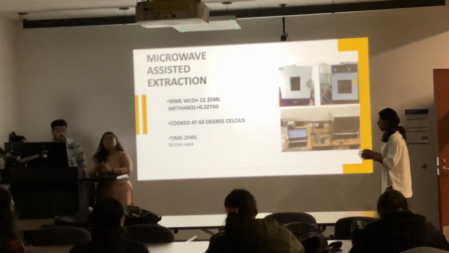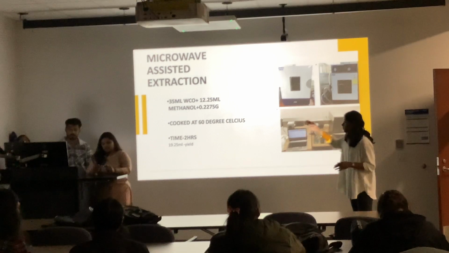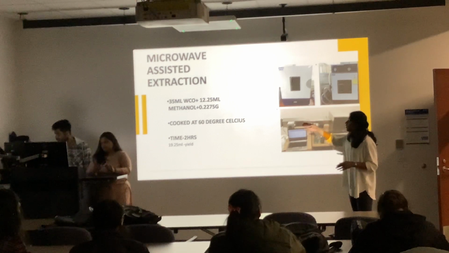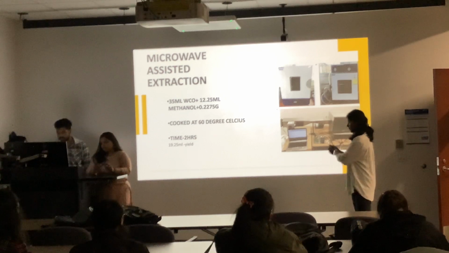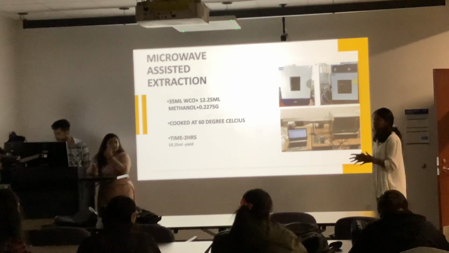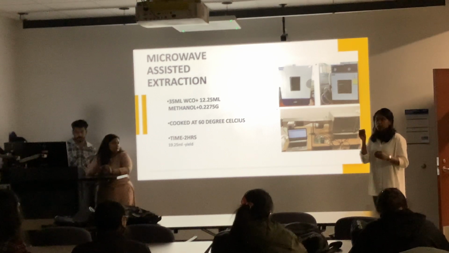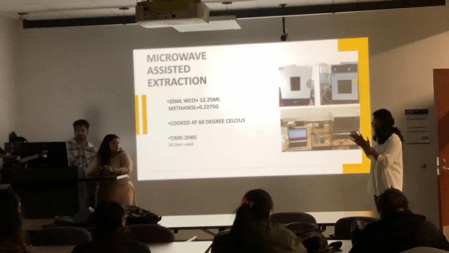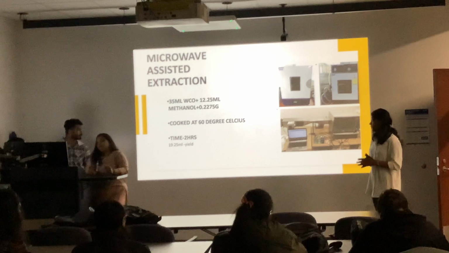The next step is microwave assisted extraction. We used 35 ml waste cooking oil, methanol 12.25, and the NaOH was 0.275 grams. I would say this method failed because we were unaware of some of the steps, and our biodiesel was overcooked, and we got a highly viscous solution.